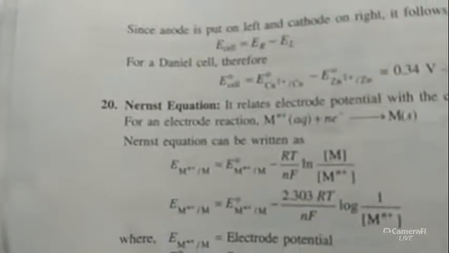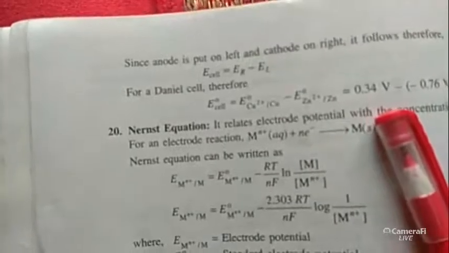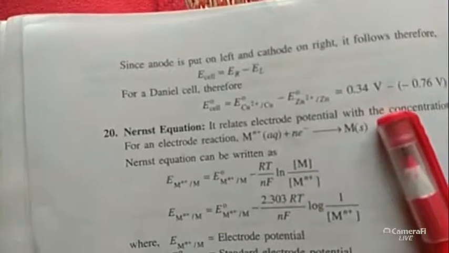Since the anode is put on the left and the cathode is on the right, it is represented this way: E cell equals E right minus E left. Can you say it? E right minus E left. Or for a Daniell cell, E0 cell equals E0 Cu2+/Cu minus E0 Zn2+/Zn, whose value comes to 0.34 volt minus (-0.76 volt), that comes to 1.10 volt.